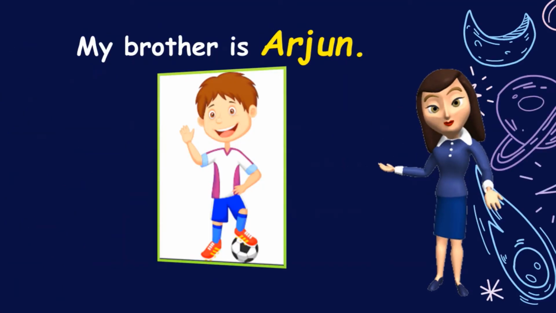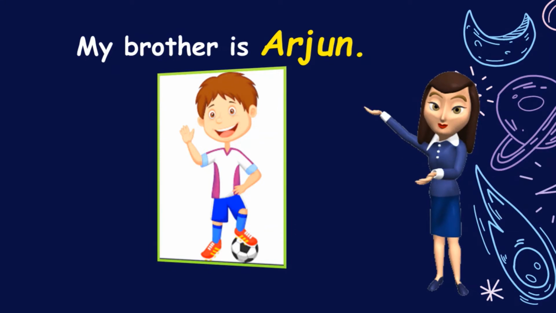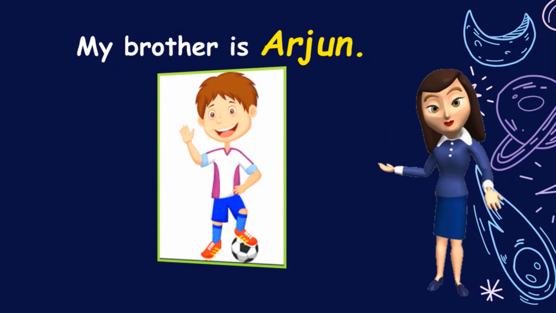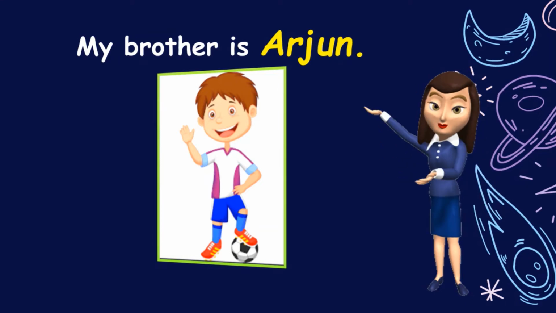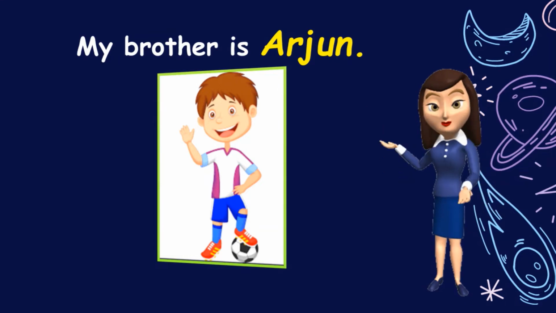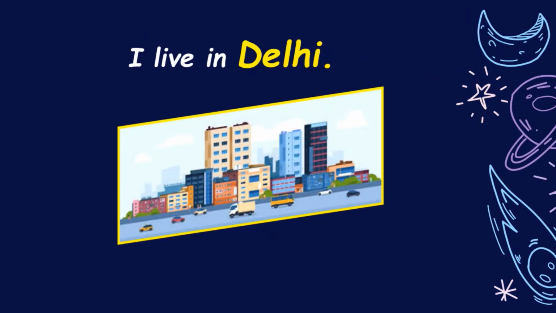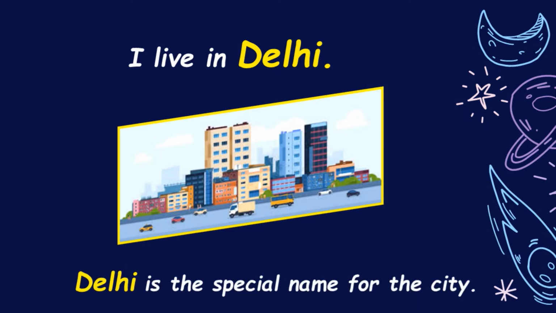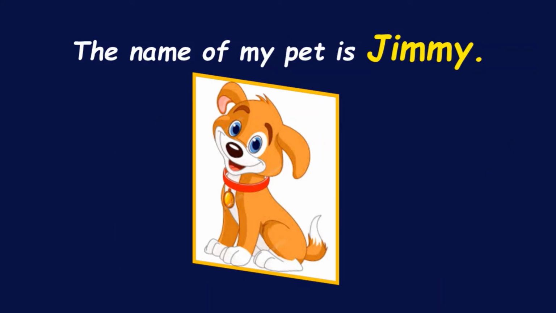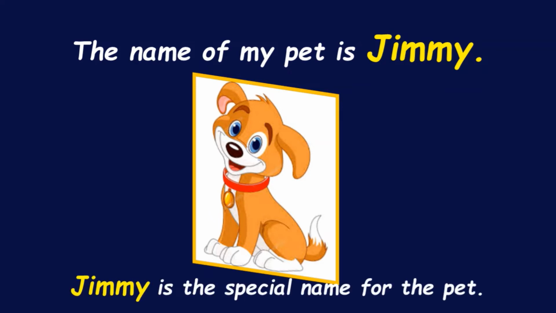Now, let's try to find out the proper nouns or the special names in the following sentences. In this sentence, my brother is Arjun. Which special noun is used? Arjun is the special name for brother. In the second sentence, I live in Delhi. Which special name is used here? Delhi is the special name for the city. In the third sentence, the name of my pet is Jimmy. Which special name have I used? Jimmy is the special name for the pet.